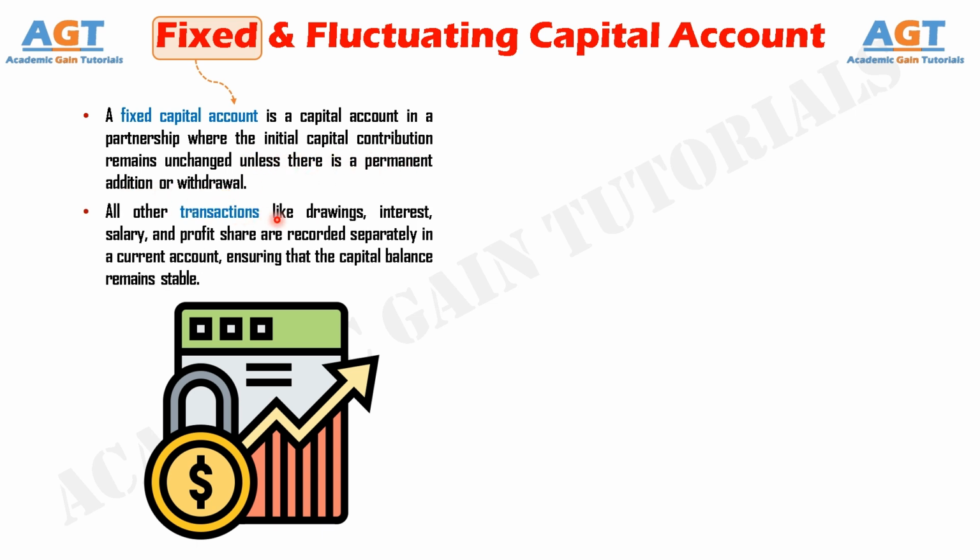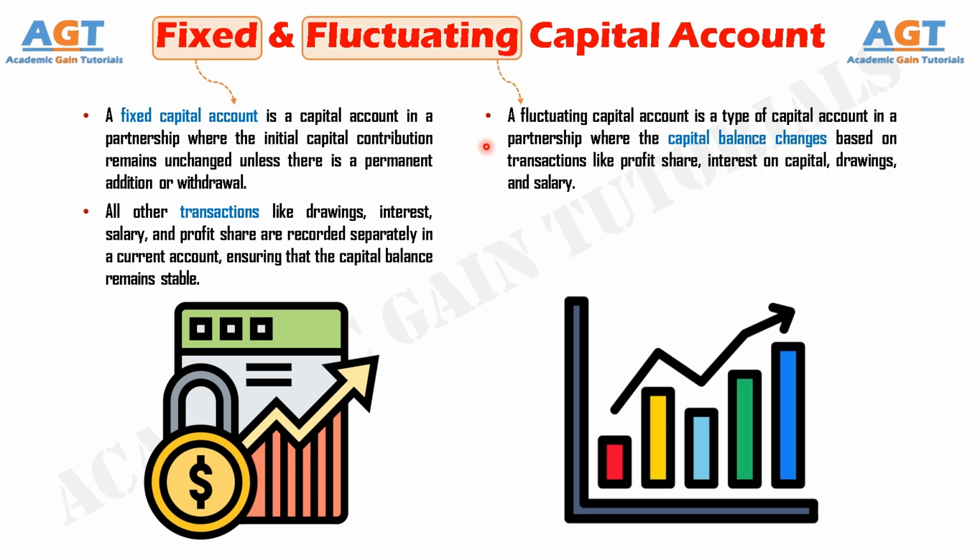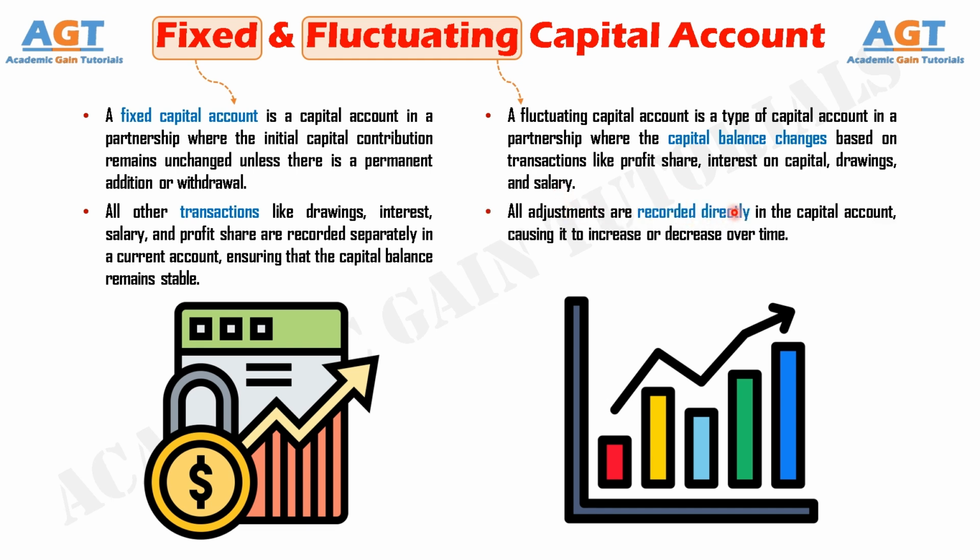All other transactions like drawings, interest, salary, and profit share are recorded separately in a current account, ensuring that the capital balance remains stable. On the other hand, a fluctuating capital account is a type of capital account in a partnership where the capital balance changes based on transactions like profit share, interest on capital, drawings, and salary. All adjustments are recorded directly in the capital account, causing it to increase or decrease over time.